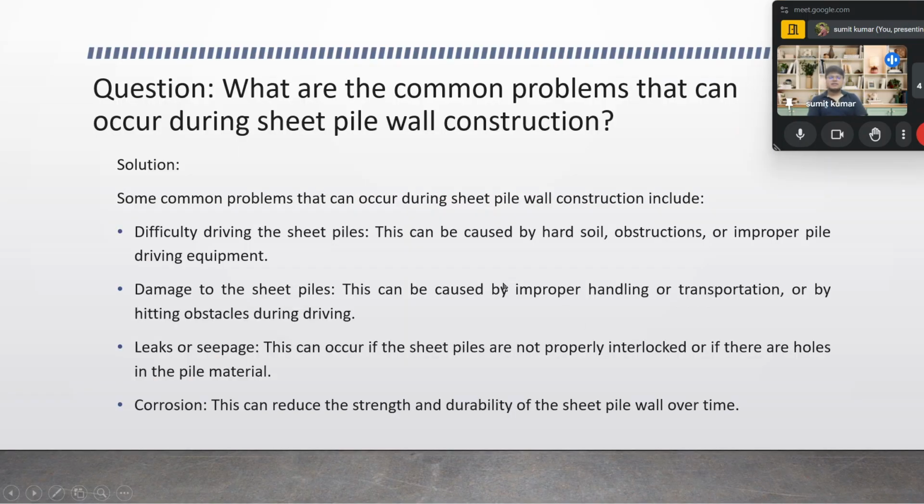That is, in hard soil, or some obstruction may be there, or improper pile driving equipment. Like we have been discussing earlier, the driving equipment, like impact or vibrator. There are two types, and on hydraulic we have a little bit of confusion as well. So, difficulty in driving the sheet pile wall can be caused by hard soil, obstruction, or improper pile driving equipment.